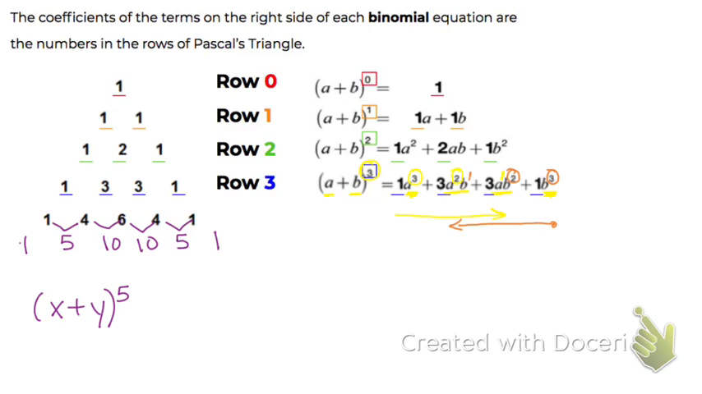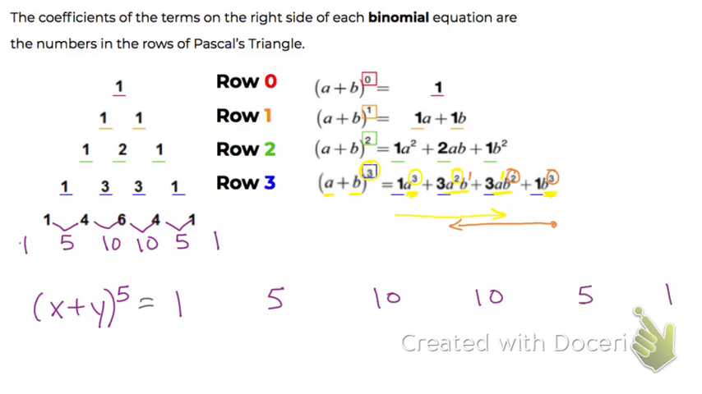So now let's try to do that for this x plus y to the fifth power. So I'm going to start off, and remember the first term. Let's start off with our numbers in Pascal's triangle. Those are all of our coefficients. So I'm going to start off and write my 1, 5, 10, 10, 5, 1.